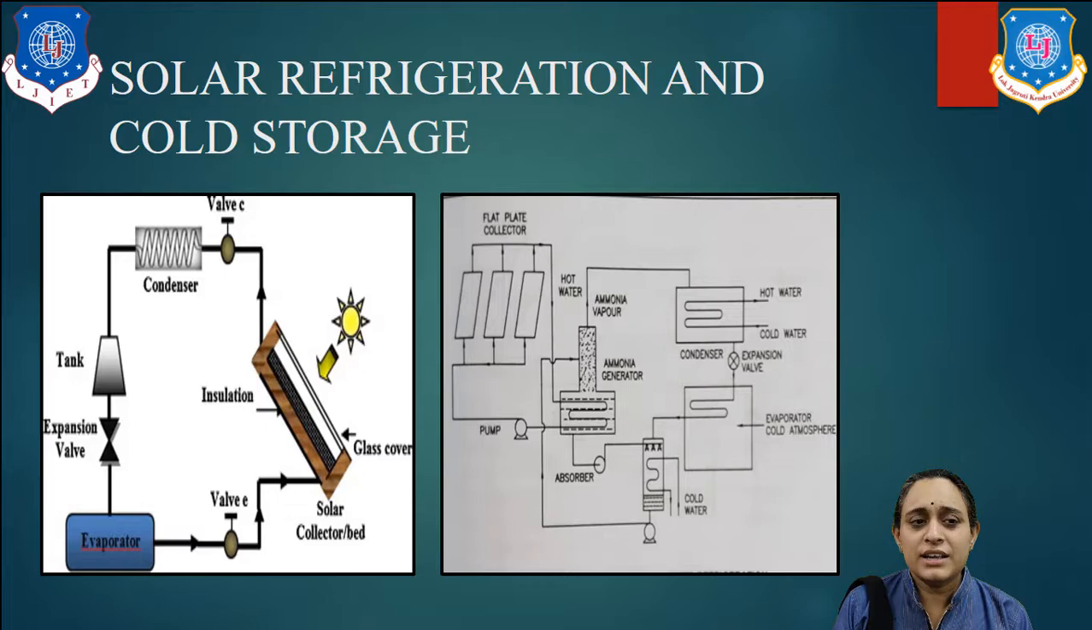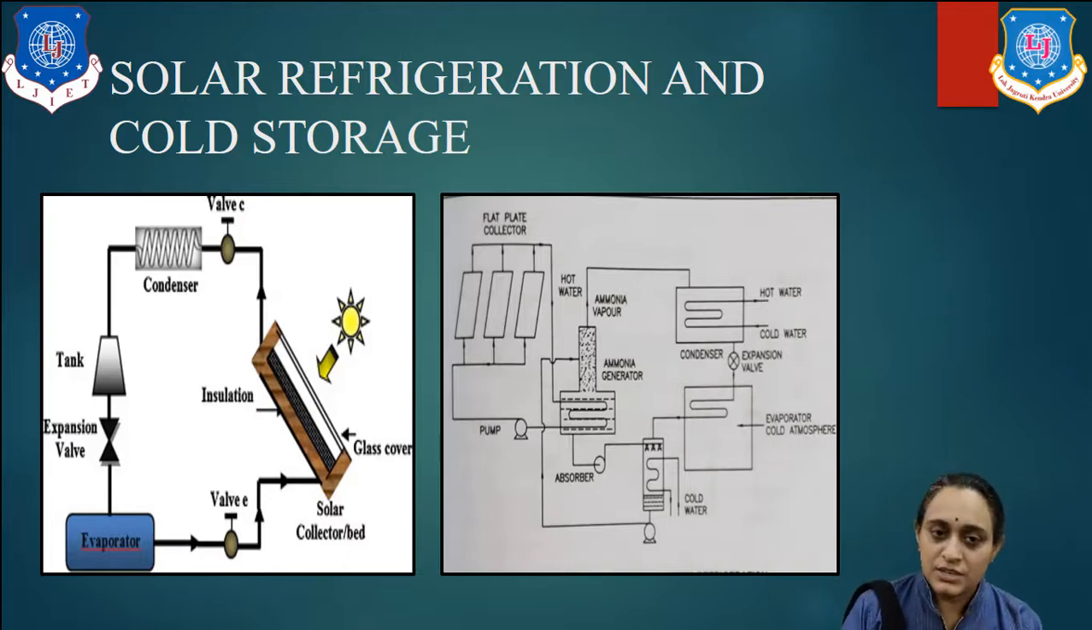As you see in the figure, there are nearly 4 to 5 different pieces of equipment. As we have already used in a solar heating system, just one component is added, which is the condenser. What we used in our solar water heating system, like the flat plate collector and absorber, is used here. In addition, we have to use the ammonia generator, condenser and evaporator for solar refrigeration. Because it is a refrigeration technique, we have to do the reverse process.